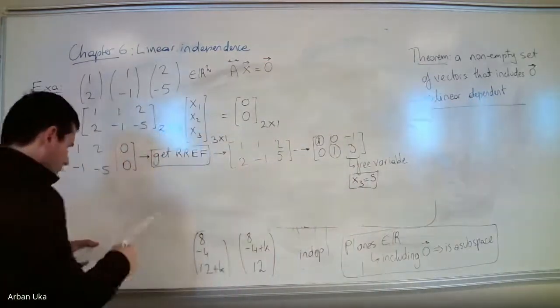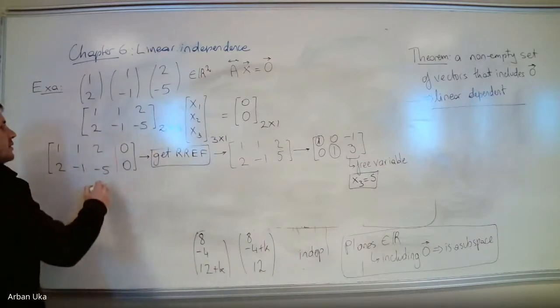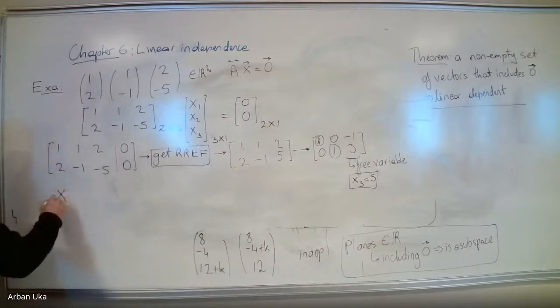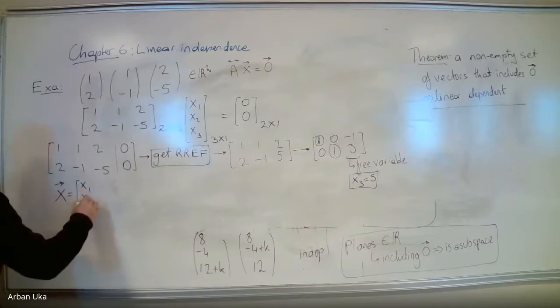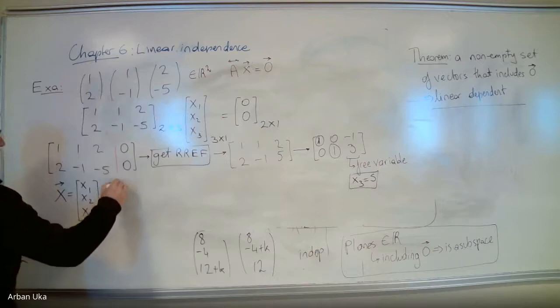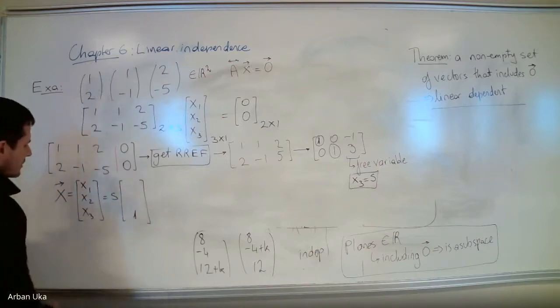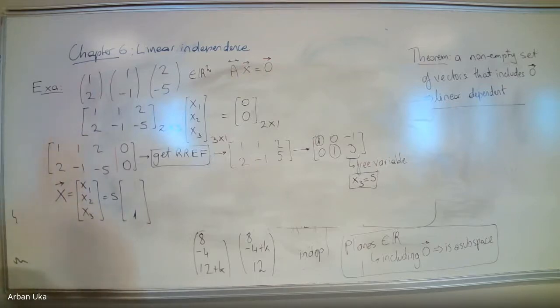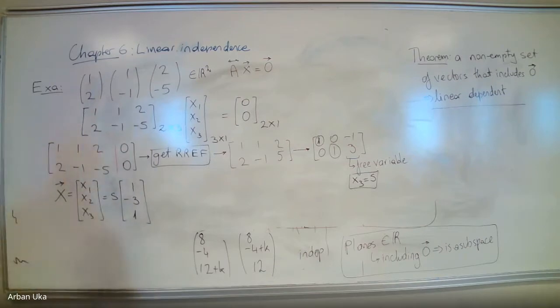And the general solution we can obtain is the following. We say that the solution x is equal to x1, x2, x3, and all of these are a constant s times, since the third one was a free variable, 1, -3, and 1. So we get here a line that can satisfy this equation.